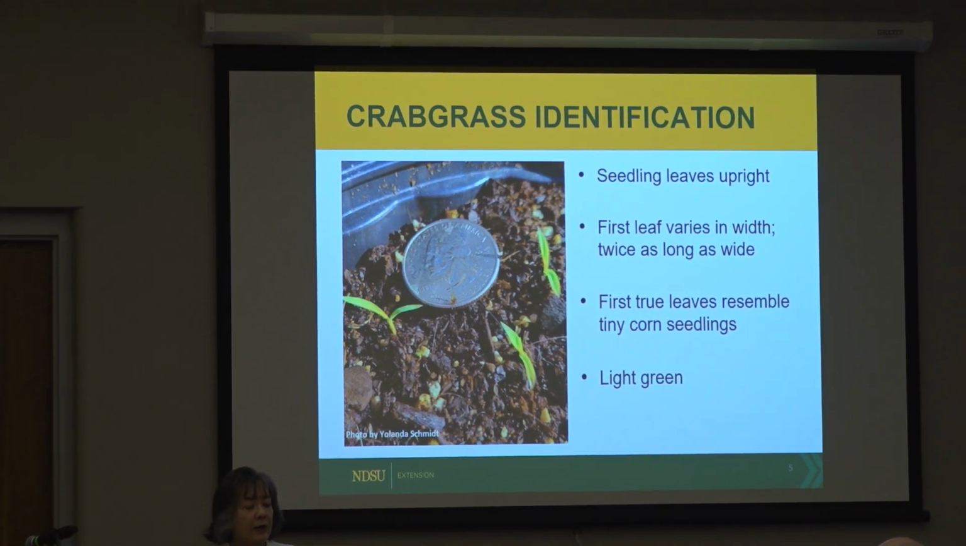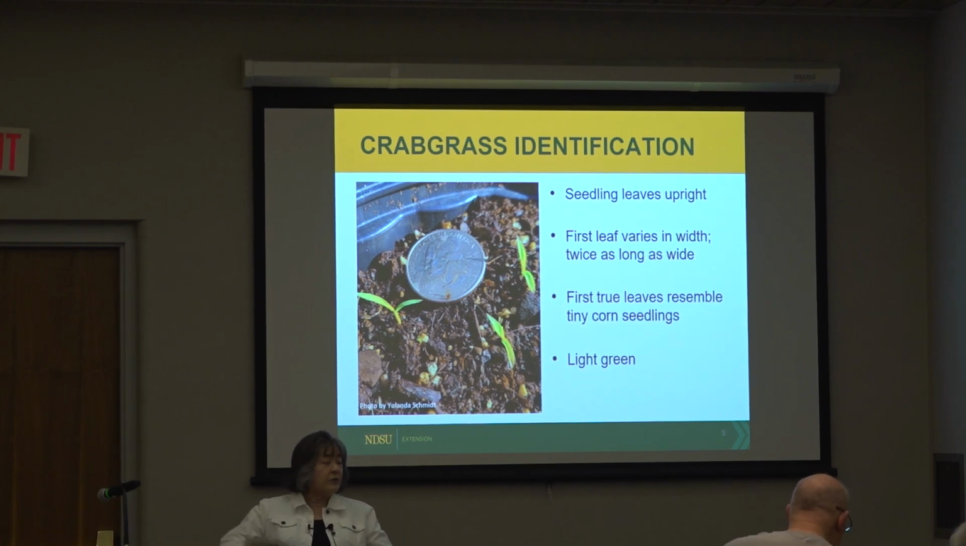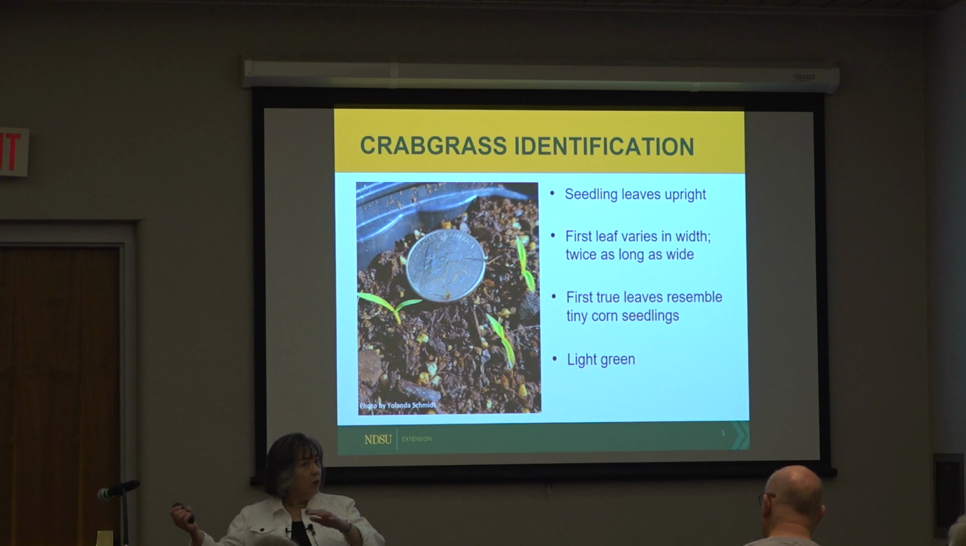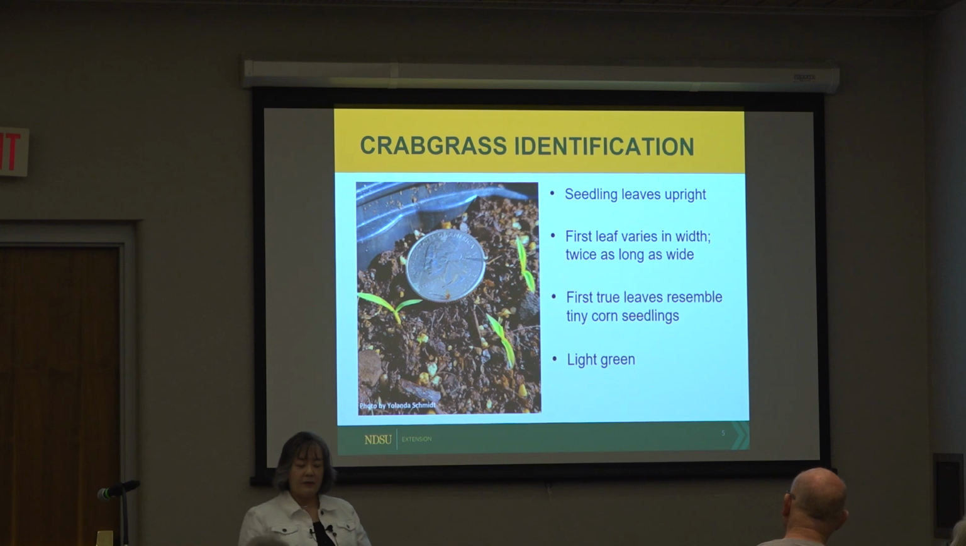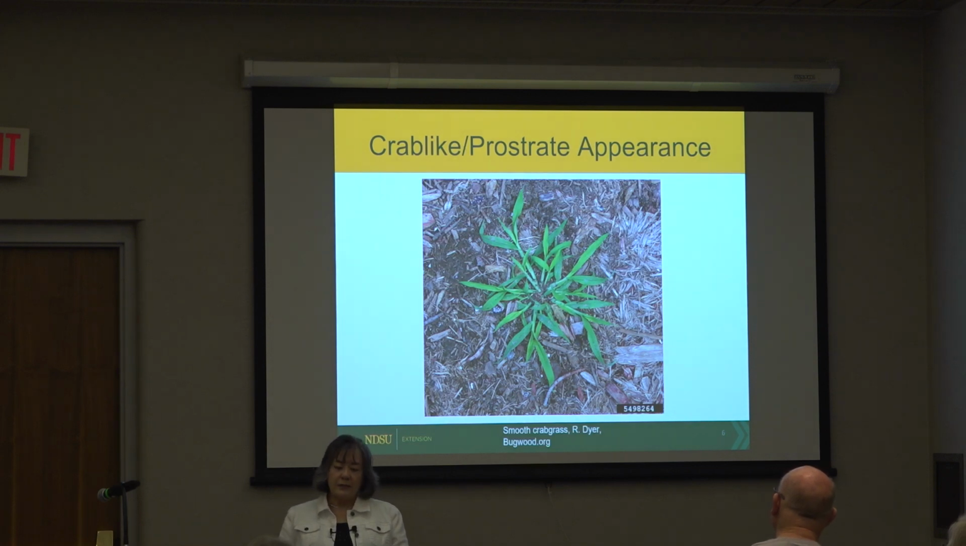We want to know how to identify crabgrass because we want to make sure that that's the problem. If it's not crabgrass, say for example, it's something like quackgrass, we would have a different management protocol for that. But let's first talk about identifying crabgrass in the seedling stage. This is how it looks when it germinates. It has a lighter green color, and the first leaf is going to be twice as long as it is wide. It looks a little bit like a corn seedling. But most of you won't notice it until it's established.